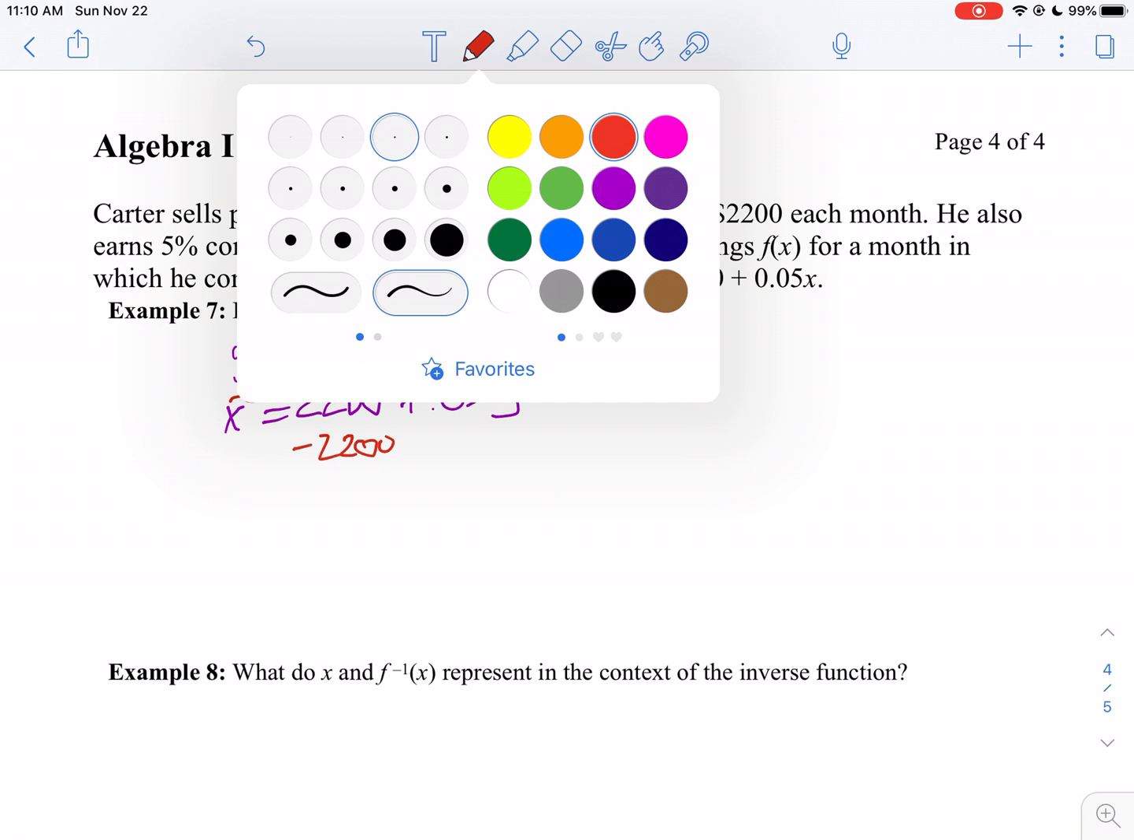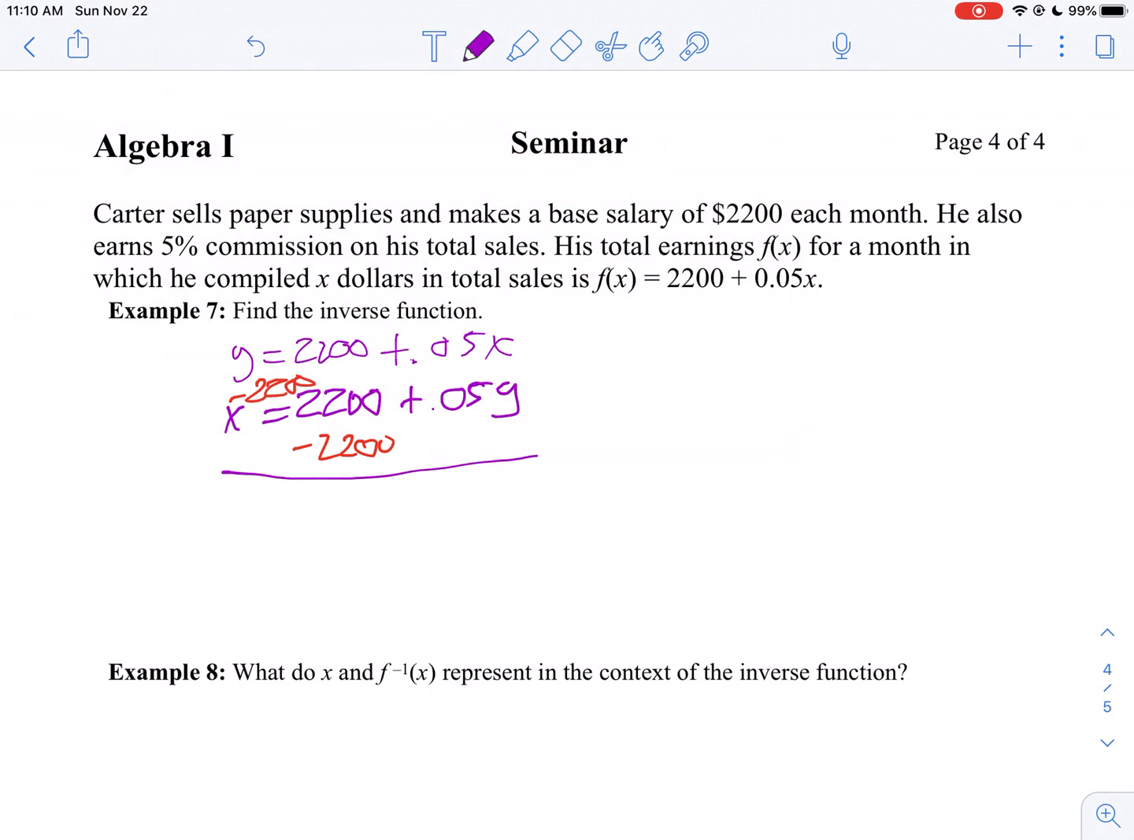Notice on the left-hand side, there's nothing to combine because they're not like terms. So you get x minus 2,200 equals 0.05y. Then I'll divide every term by 0.05. I'm going to divide both sides by 0.05.